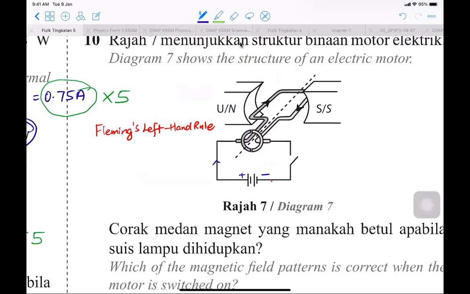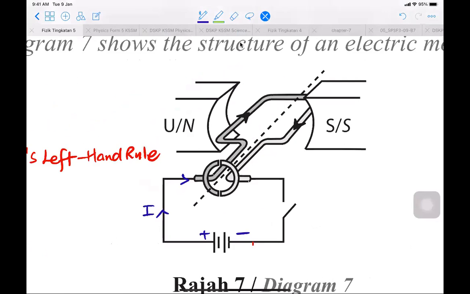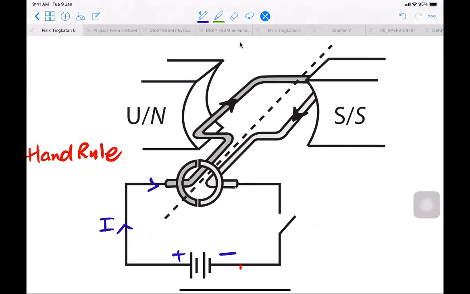So the current will be flowing where? According to its direction in the coil. So on the left hand side, on this part here, determine the direction of the force by using your Fleming's left hand rule. Try first. Is it going up or down? Okay, it should be going down.